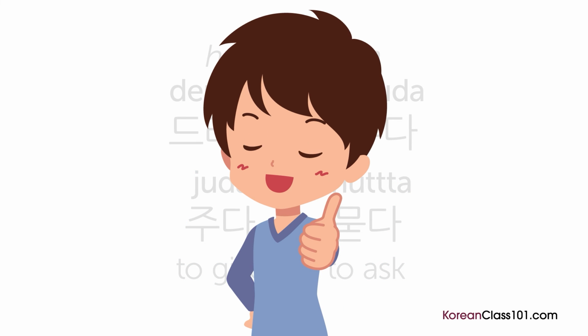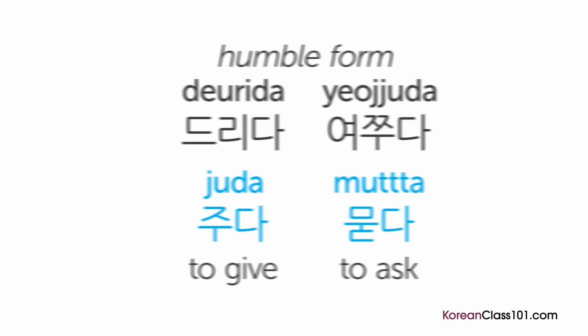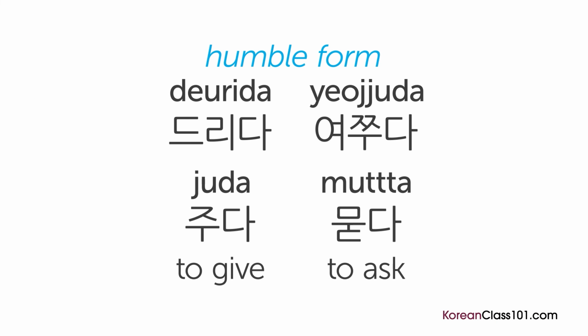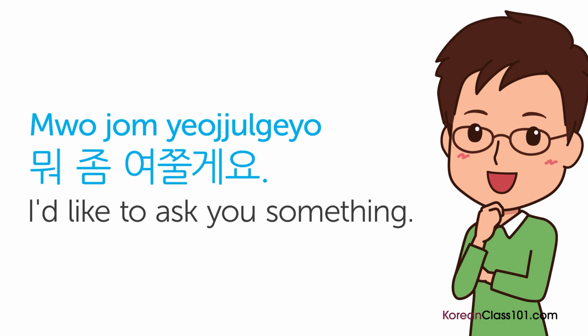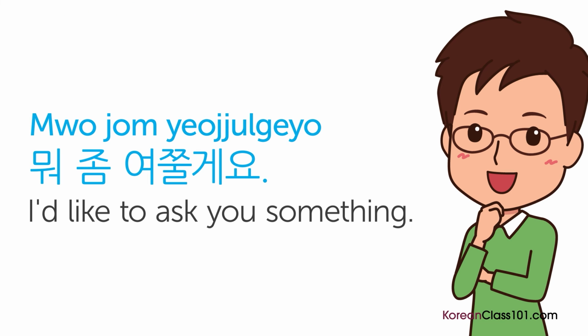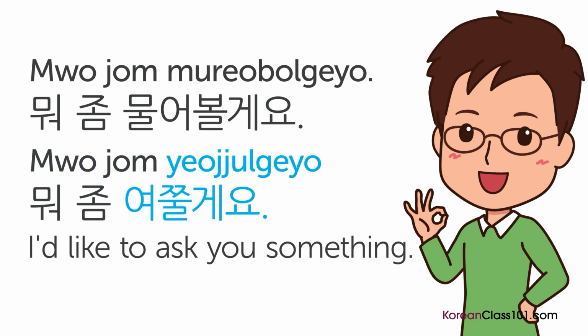Let's do some examples so you can learn how to use the humble forms of these verbs correctly. Let's say you want to ask a professor a question. How do you say, "I'd like to ask you something?" To show respect to your professor, you should use the humble form of "to ask," 여쭈다, and say, 뭐 좀 여쭐게요. 좀 is another word that makes your sentence sound softer. It sounds more polite than saying 뭐 좀 물어볼게요, because it uses the humble verb.